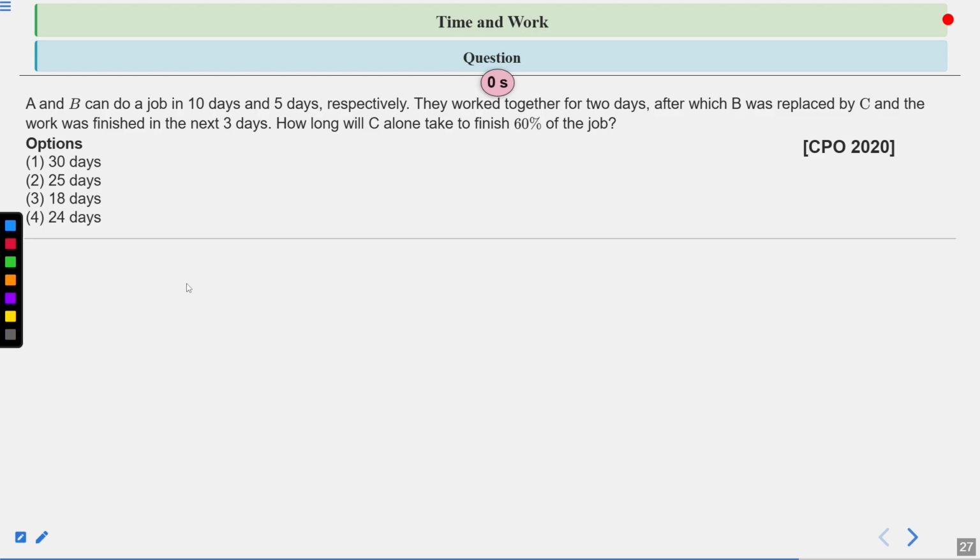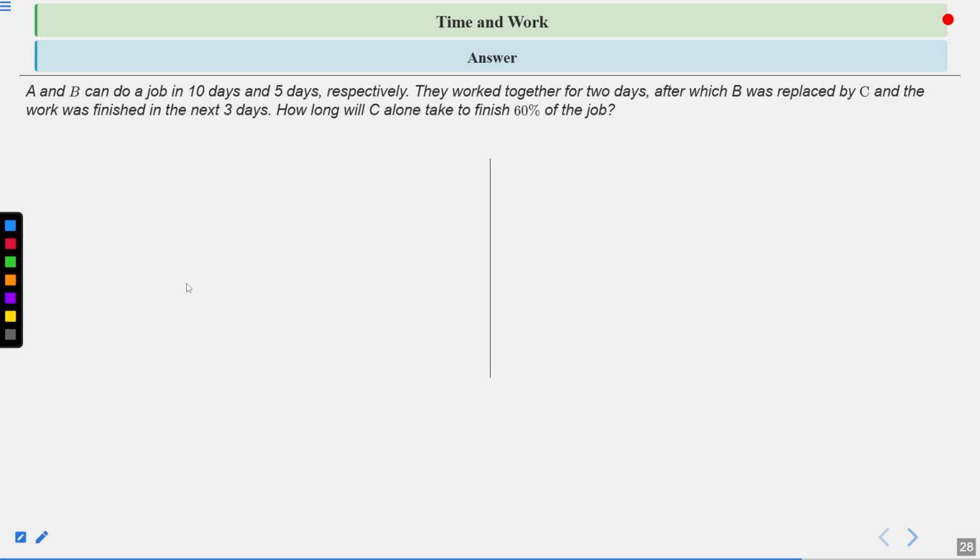Now time's up. Let's see the solution of this question. A and B can do a job in 10 days and 5 days respectively. They work together for 2 days. So first we need to calculate A and B days, A days is given and B days is given. So we take the LCM of A days and B days, and then we get the efficiency of A and B, and we take the LCM as the total work. The question says that they work together for 2 days. So we can calculate the work by combining the efficiency of A and B and multiplying by the days.